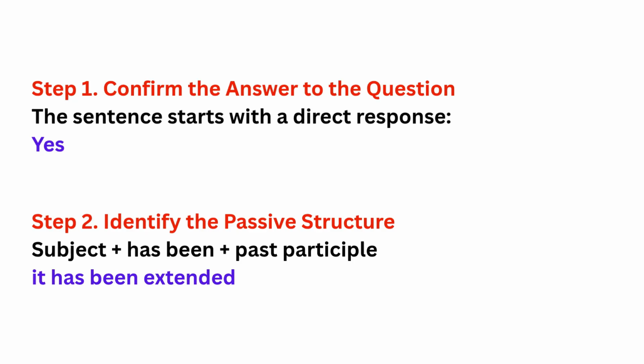Notice that this is a passive sentence. The focus is on the deadline, not on the person who extended it. We know that someone extended it, but the person is not important. At this point, our sentence is, "Yes, it has been extended."